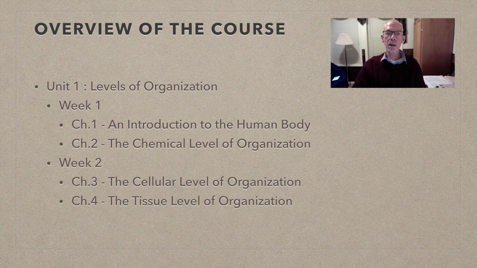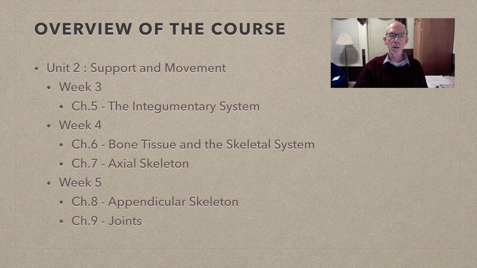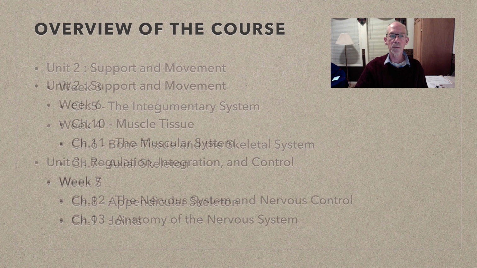So let's now look at the chapters that we're going to cover during this 8 weeks. During week 1, we'll look at an introduction to the human body, and chapter 2 will be over the chemical level of organization. During week 2, we'll look at chapter 3, the cellular level of organization, and chapter 4, the tissue level of organization. During week 3, we'll look at the integumentary system, which is the skin and the hair and nails. Week 4 will involve a look at the bone tissue and the skeletal system and the axial skeleton. Week 5 will involve looking at the appendicular skeleton and joints.